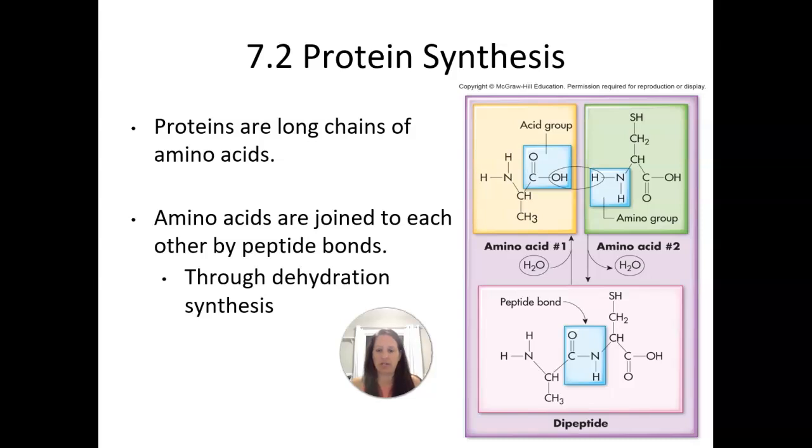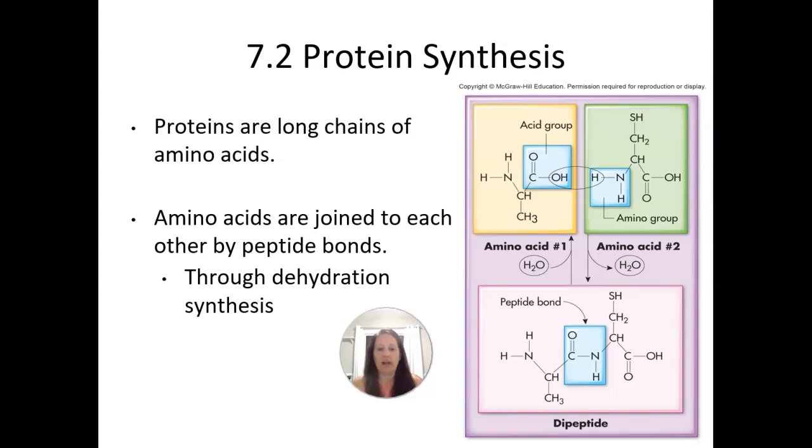So first off, proteins, we know, are big, large macromolecules, and they're made up of these repeating subunits that we call amino acids, right? We learned that in the last video. There are 20 amino acids. 9 of them are essential, which means we have to obtain them from our diet, and the other 11 are non-essential, which means that we can either obtain them from our diet or our body can make them. So proteins are going to be long chains of these things that we call amino acids.